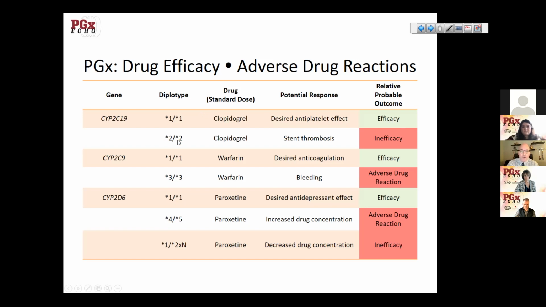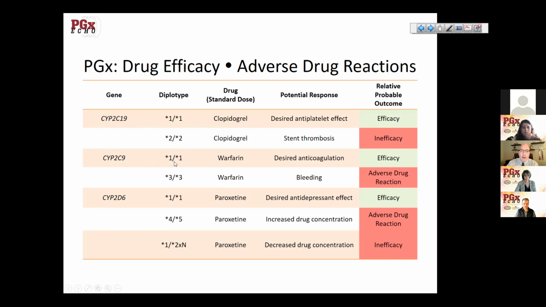Now, the star 2 form is the case where we have no function allele, one from each parent. And in this case, clopidogrel will not be readily converted to its active form. And so in this case, we're looking at the potential for increased risk of stent thrombosis in the PCI setting, and then inefficacy here with the complications being a myocardial infarction or death. So we have these two contrasting normal and poor metabolizer phenotypes with differences in efficacy, inefficacy in one case, efficacy in another.